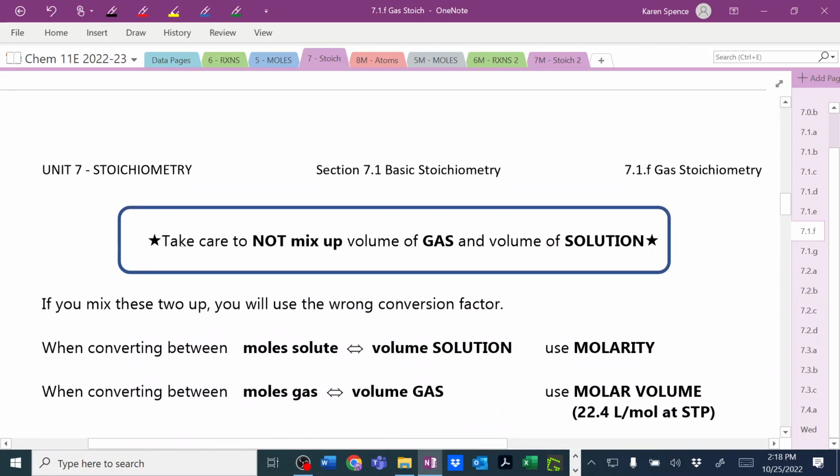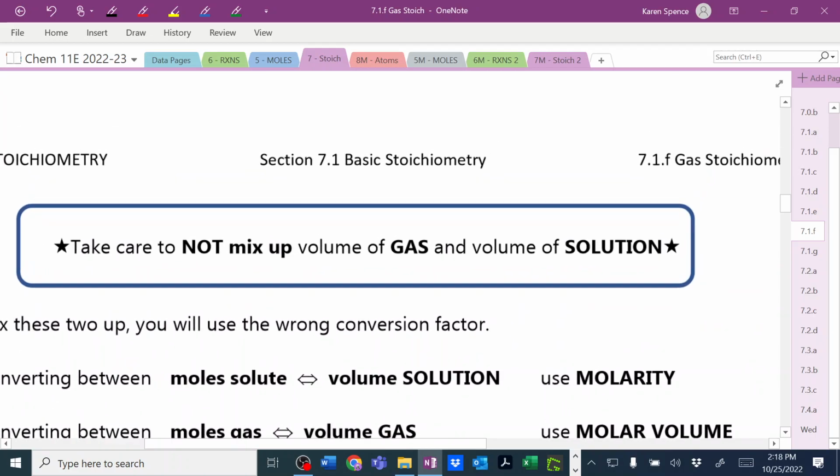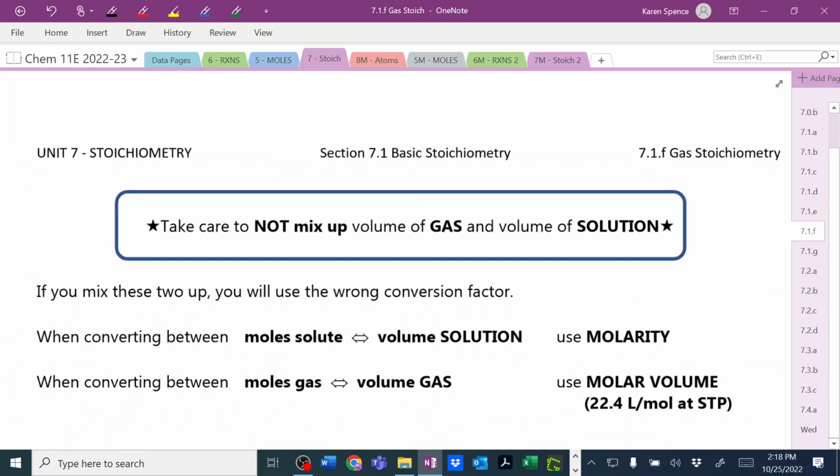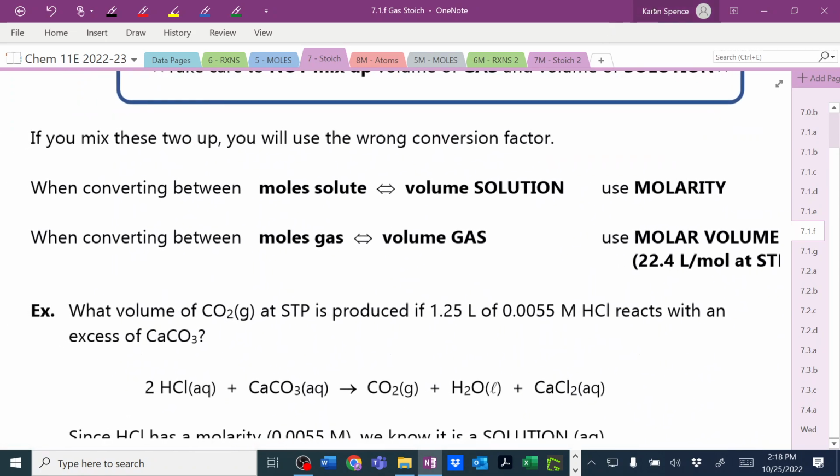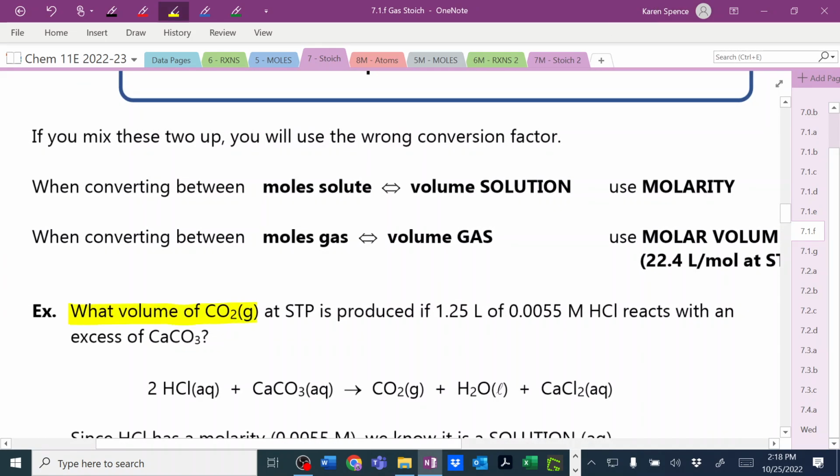Now, do not mix up volume of a gas with volume of a solution. Don't use 22.4 liters if you're dealing with a solution, right? So make sure you're looking at your substances and using your brain. You're going to look and say, what volume of CO2? Oh, that's a gas. So I am going to be using 22.4 liters.